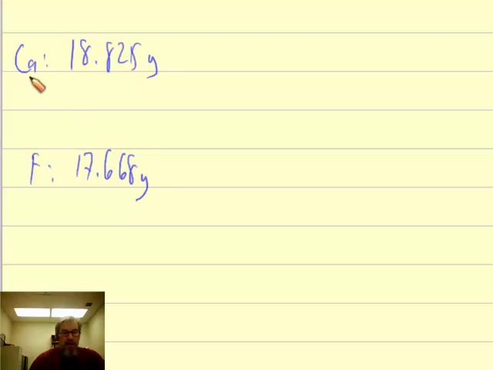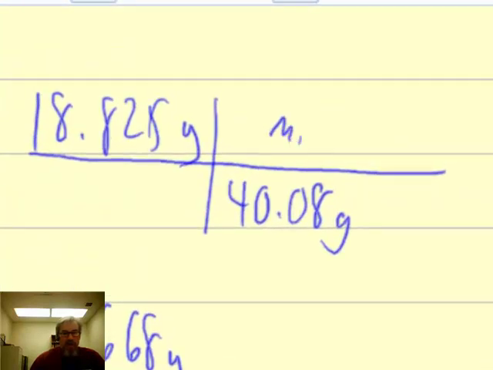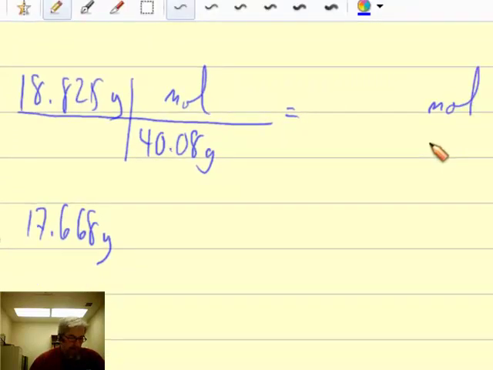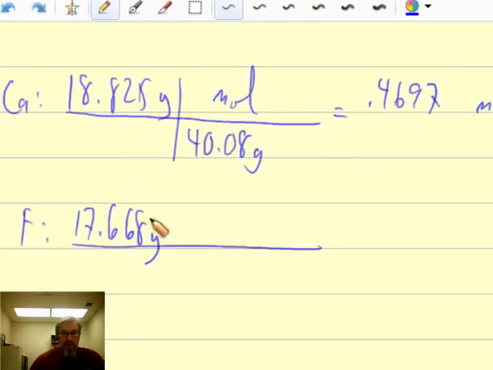Okay, here's your answer. I've got calcium, 18.825 grams. I want to change that into moles. The molar mass of calcium is 40.08 grams per mole, which you can find in the periodic table. This tells us how many moles of calcium we have, and it's 0.4697 moles.